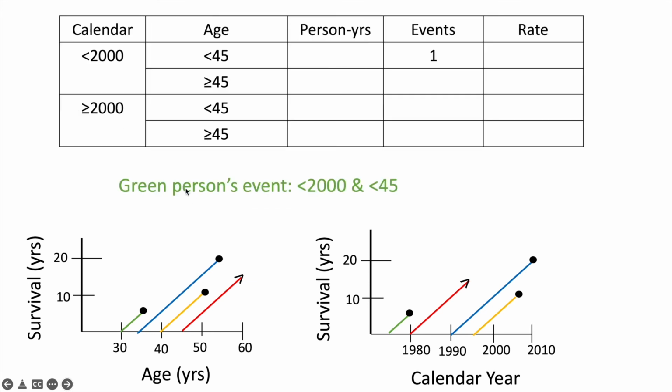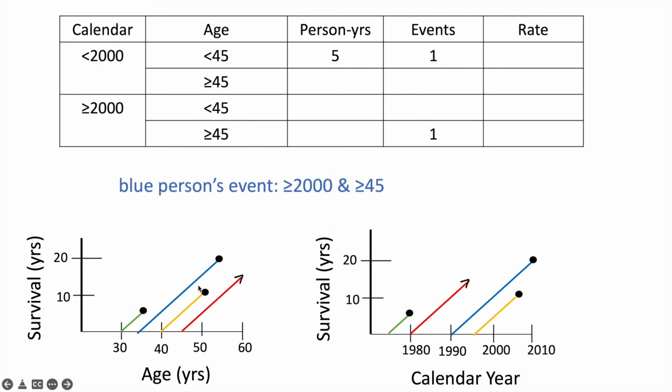So this green person, they had an event, and we know 2 things about the event. We know the event happened before 2000, and we also know they were under 45 when they had the event. So their event gets contributed to the before 2000 strata and the under 45 substrata. We also know they contributed about 5 years, and we know that all of those 5 years happened before 2000, and all of them happened before the age of 45. So their 5 person years gets contributed to this strata and substrata.